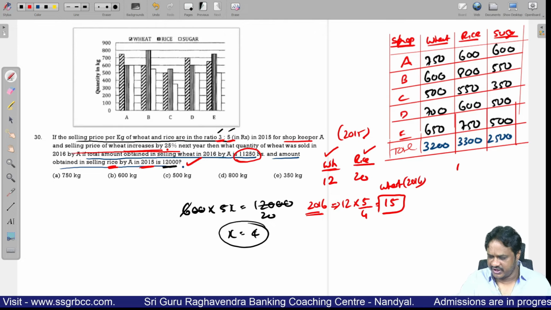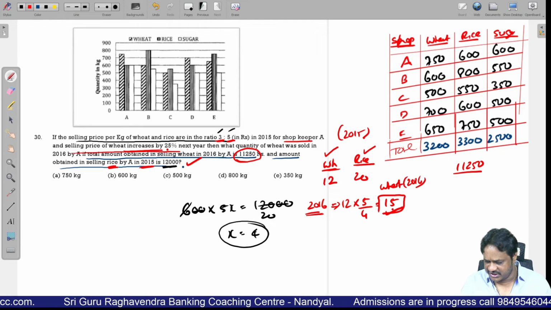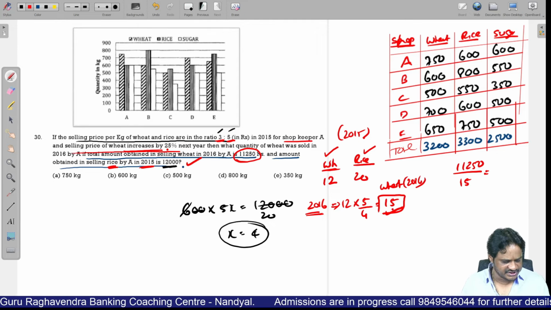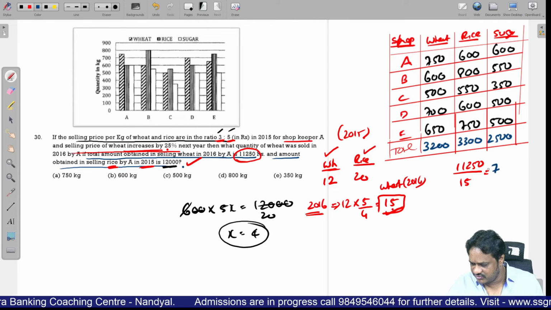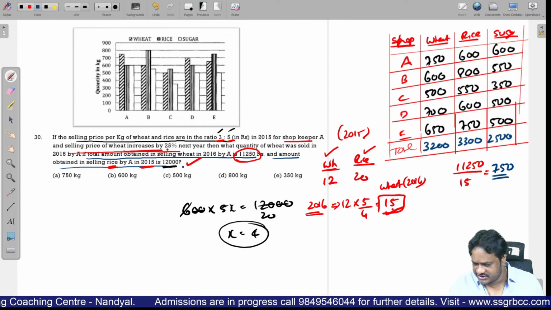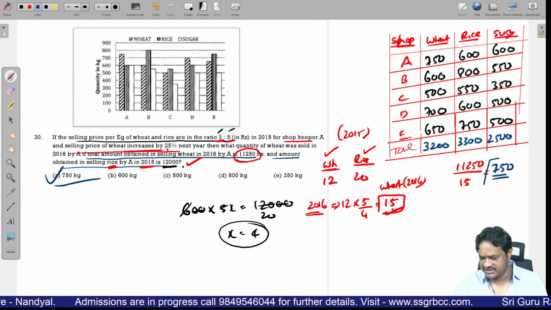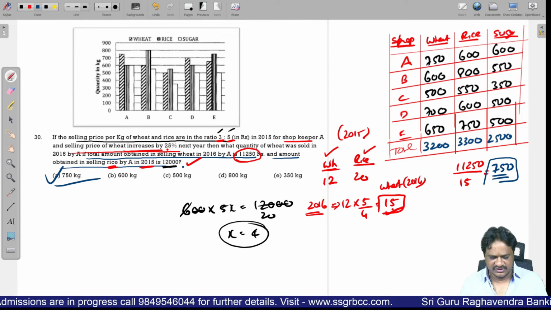We are getting a total amount of 11,250. 1 kg we are selling for 15 rupees. So how many kgs are we selling? That is the question. Now 15 sevens are 105, 15 fives are 75, so 750. So we are selling 750 kgs. So what is the correct answer? 750 kgs is the correct answer. In the next class we will discuss some more problems.